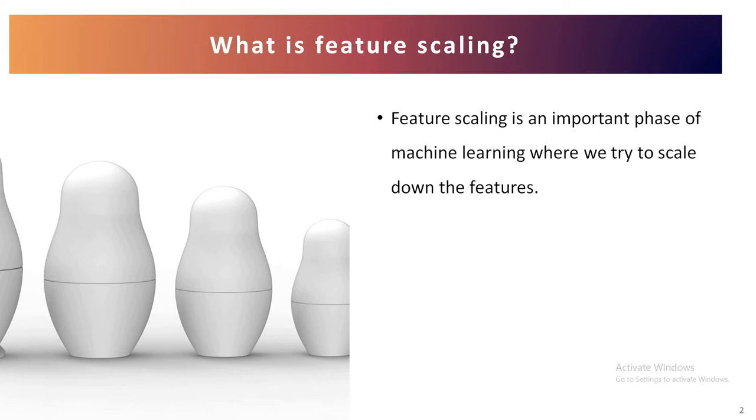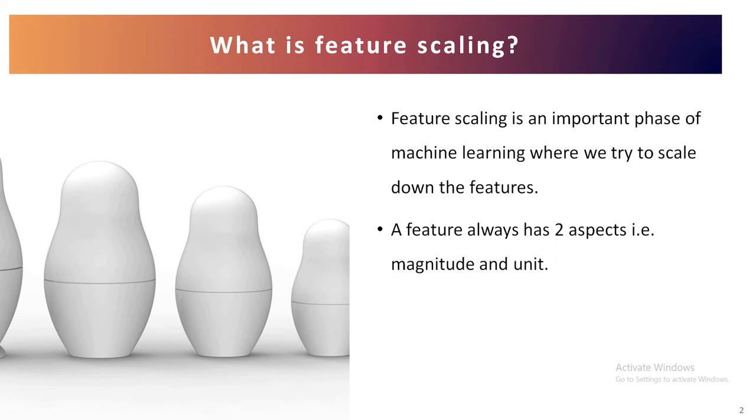Let's first understand about the feature. What exactly is a feature? Before understanding how to scale down the feature, we need to understand what exactly a feature is. Whenever we receive a data set in machine learning, whatever columns are available in that data set are called individual features for that specific data set. Now, a feature has two different values. One is magnitude and the second one is unit.